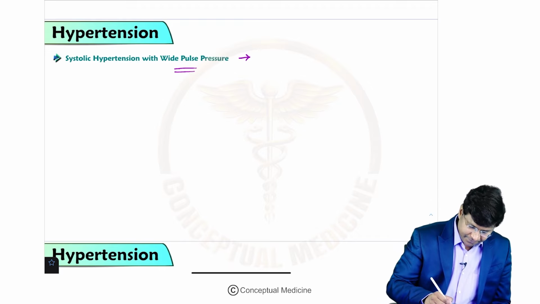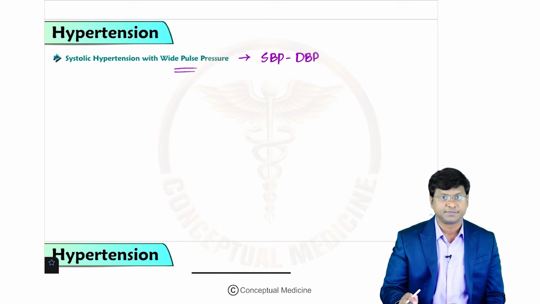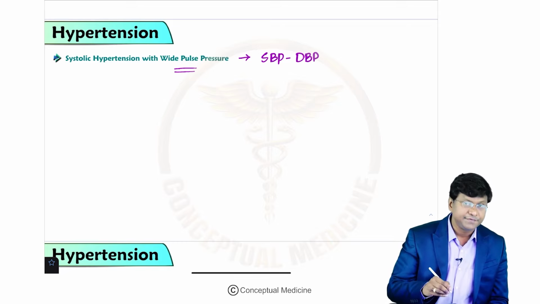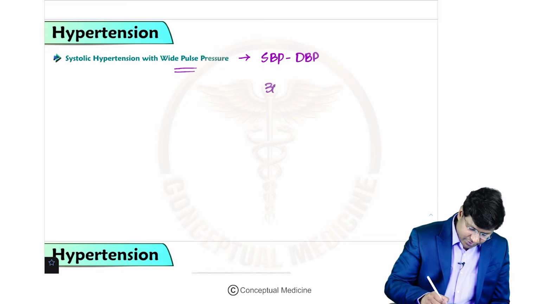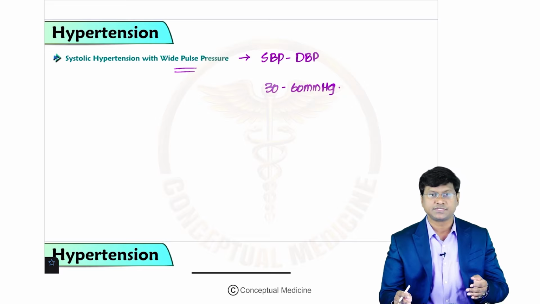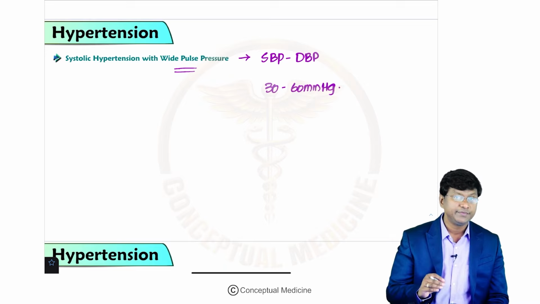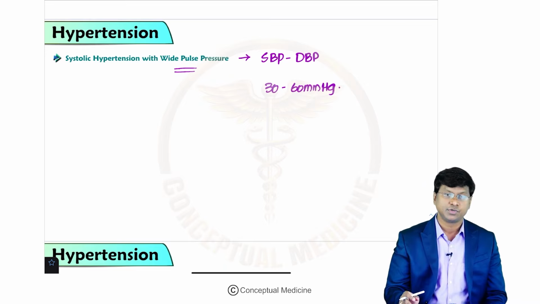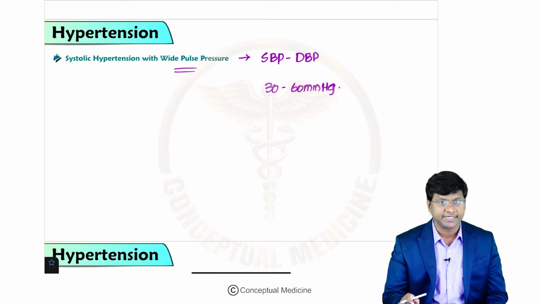Pulse pressure is systolic blood pressure minus diastolic blood pressure. The normal pulse pressure is around 30 to 60 millimeters of mercury, and anything above 60 millimeters of mercury will be a wide pulse pressure. So, where will you come across clinical scenarios of wide pulse pressure, and at the same time there should be a systolic hypertension?